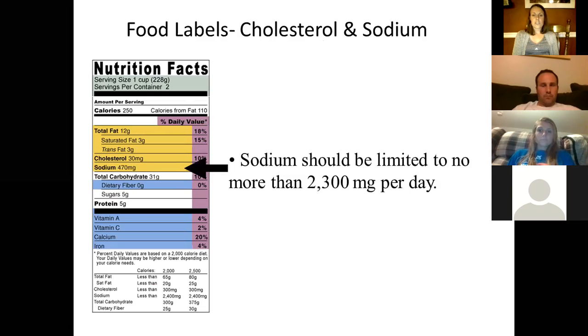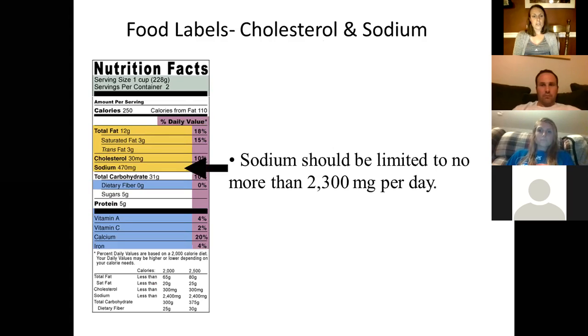Sodium should be limited to no more than 2,300 milligrams per day. That's total. If we look at this product, again, let's add up how much sodium is in the whole product. Go ahead and type your answers in. Okay, good job, guys. So that's a lot of total sodium in this one product.